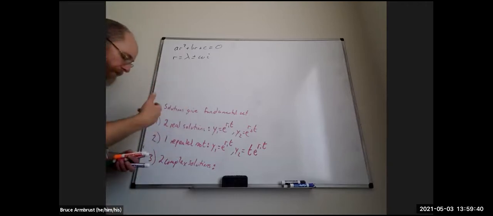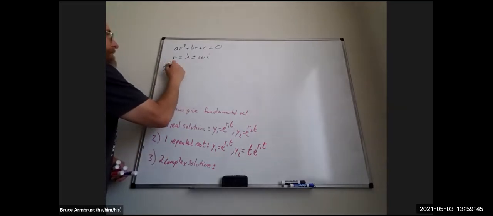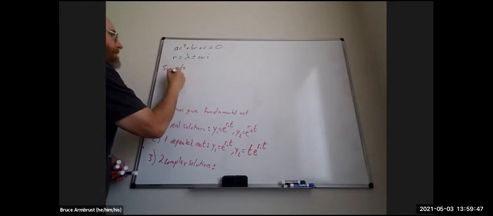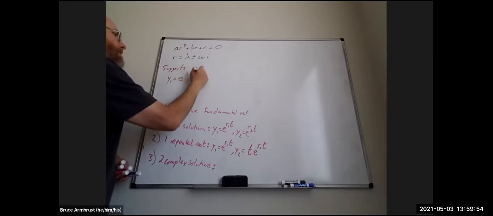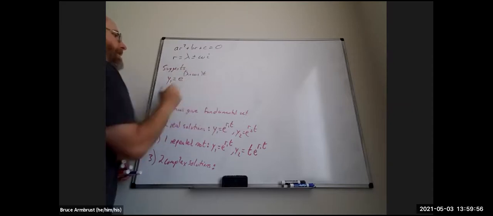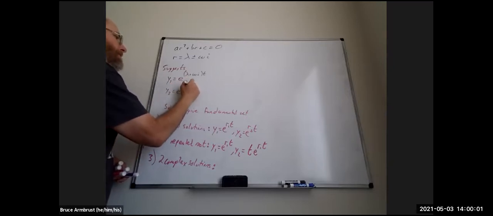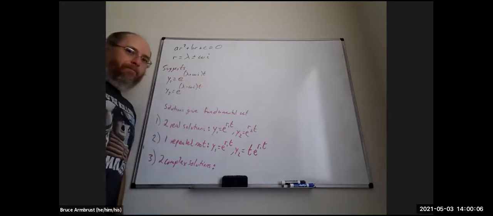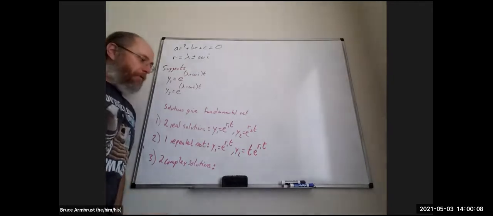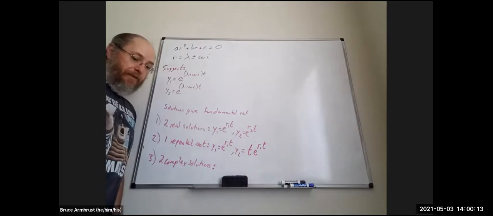All right, so what that would suggest, this suggests solutions of e to the lambda plus omega i times t and e to the lambda minus omega i times t. Right? The same idea as before, where we're just putting those roots in on our powers of e.